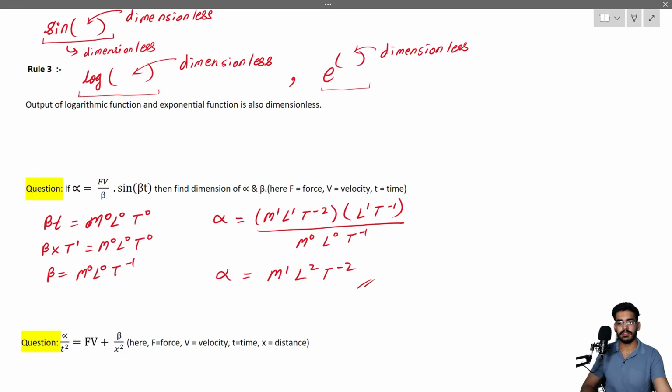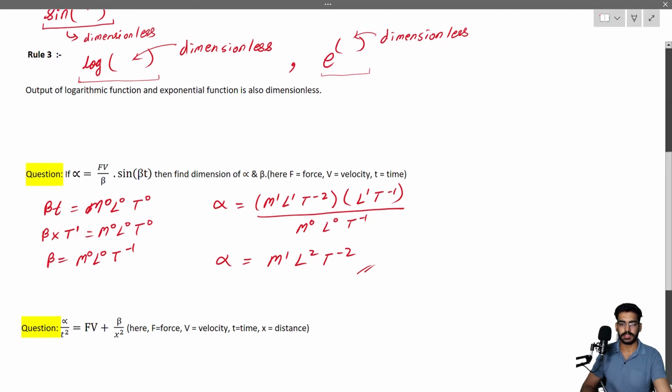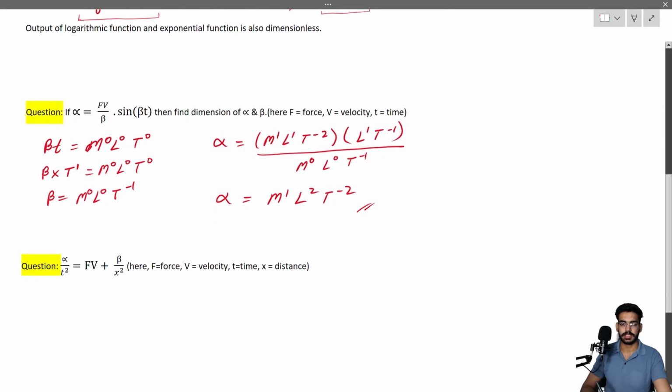Now, what are alpha and beta? That you don't have to worry about. He asked for the dimension, and we calculated the dimension accordingly.